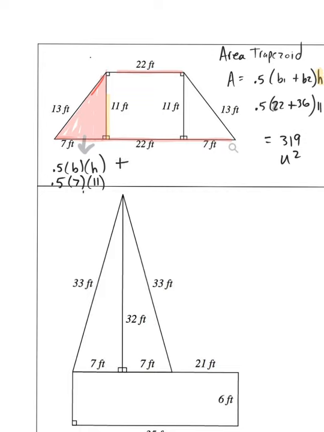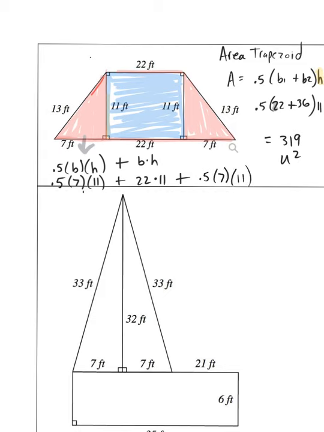Then we could add it to the shape in the middle. I'm going to highlight that in blue. That middle rectangle, well, what are the dimensions of that rectangle? That's a 22 by 11. So that gives us base times height because it's a rectangle, so 22 times 11. And then we finally add it to the area of this triangle on the right. And that's the same as the triangle on the left. The base is 7 and the height is 11.